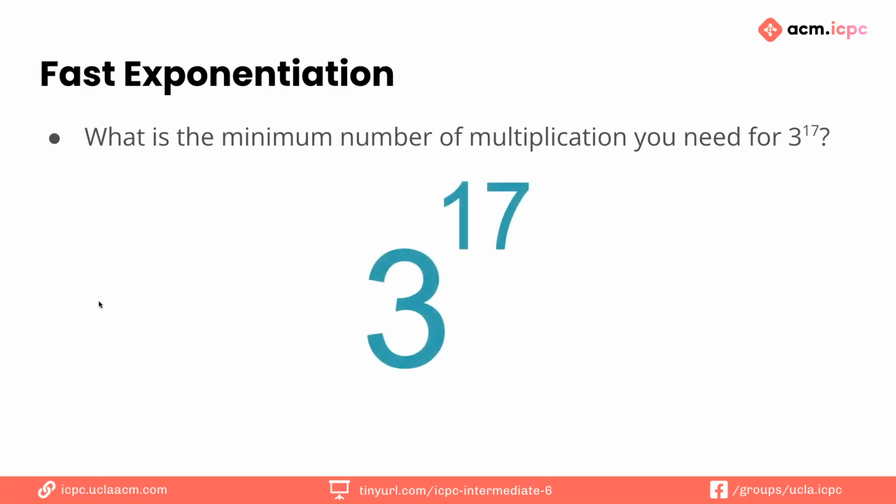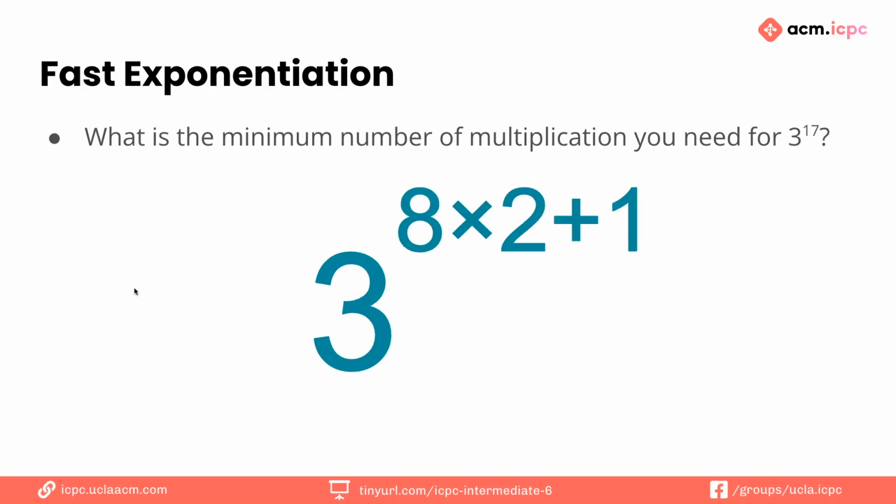Let's look at another example. How do we calculate 3 to the 17th power efficiently? First, we write 17 equals 8 times 2 plus 1. And here, plus 1 in the exponent means that we multiply the power by 3. And times 2 means that we square the power. So there are only 2 multiplications involved.